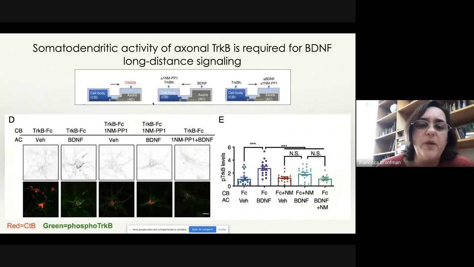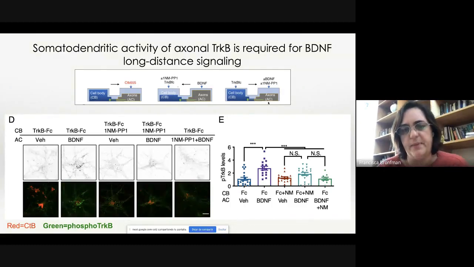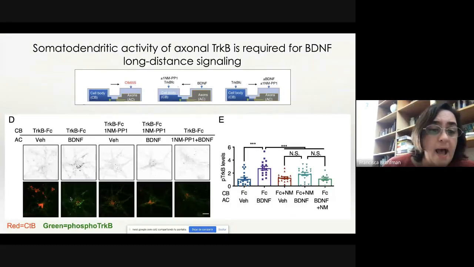So this is what we did. This is the normal situation, the control, just cholera toxin added to axons. All the cultures have cholera toxin. One will have BDNF added to axons, with or without the inhibitor in the cell bodies, and as a control, we use inhibition of TrkB activity in the axons. And here, what you are following is the activation of TrkB in the cell bodies.